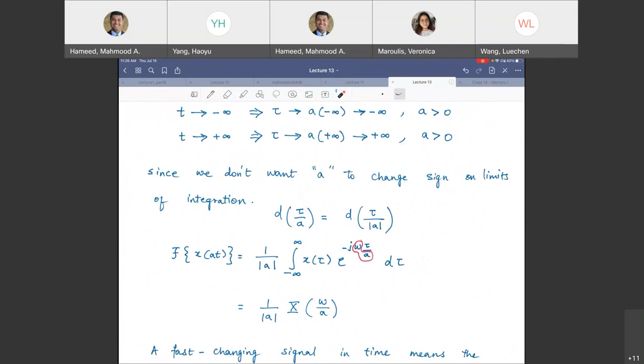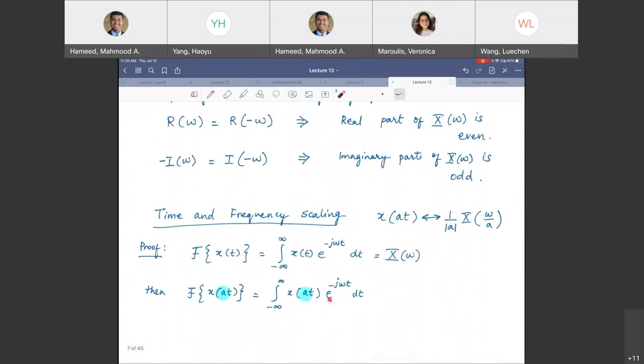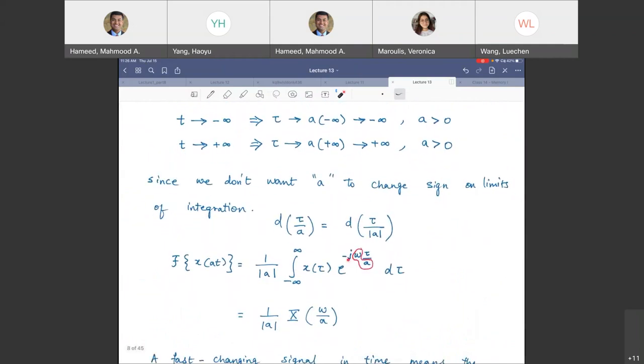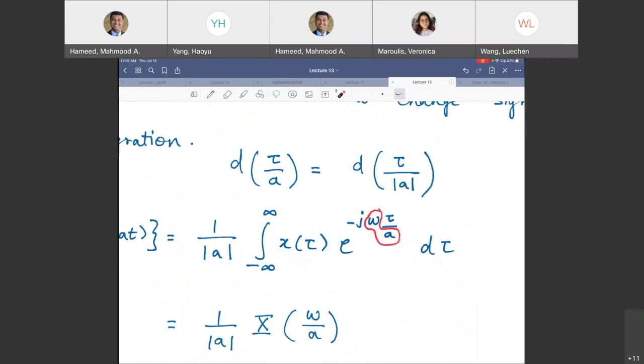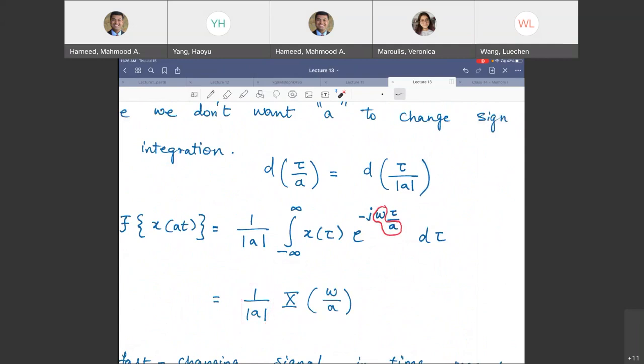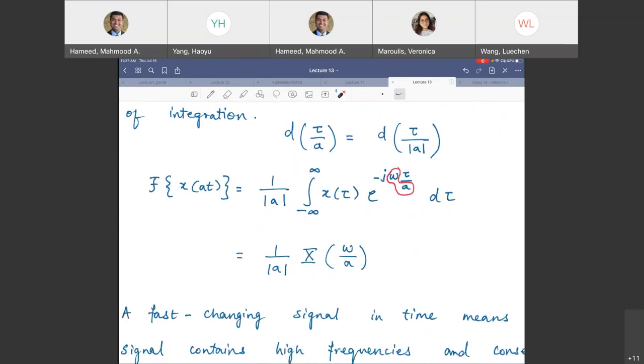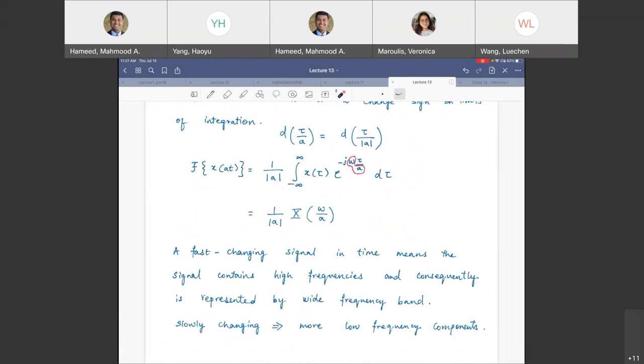Put this back into our Fourier transform. What do you have? 1 over absolute of a because of that. The integration remains as is, limits are the same, x of tau instead of x of at. And then in the exponent, earlier you had e to the minus j omega t, and t is now tau divided by a. So you get e to the minus j omega tau divided by a, d tau. All of this is like the Fourier transform of a signal x of tau, but the frequency now is omega divided by a. So 1 over absolute of a carries over. This is the Fourier transform of x with the new frequency variable omega divided by a. So that's your time scaling and frequency scaling property.